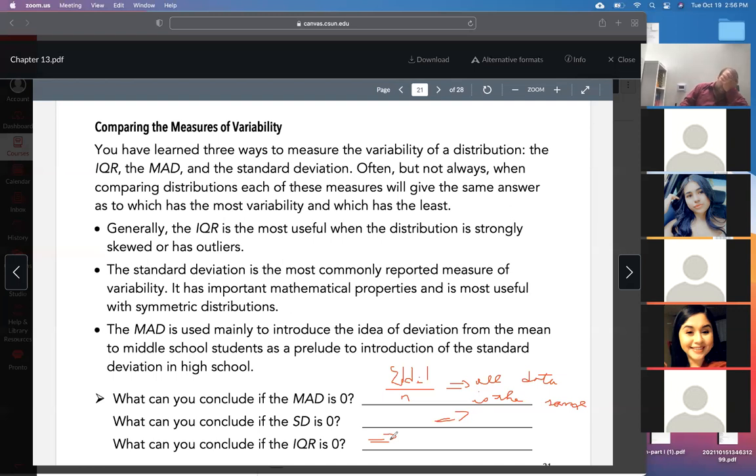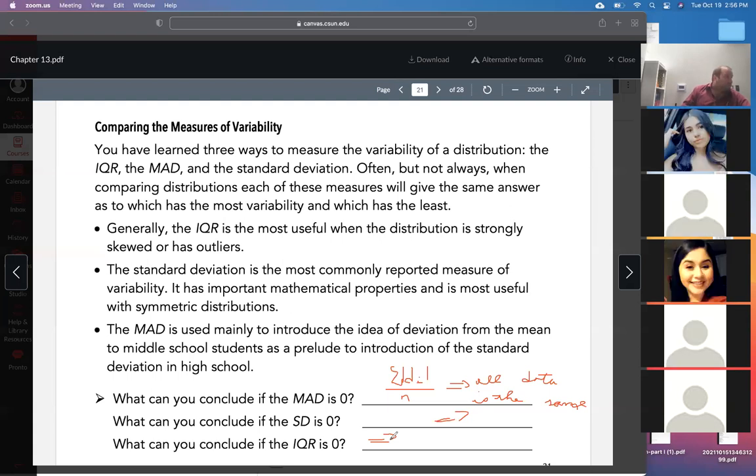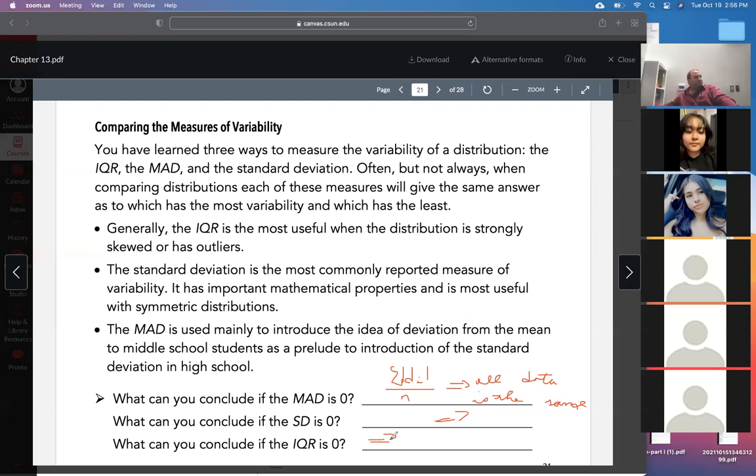What is Q1? What is Q1 of a data set? The smallest number? No, min is the smallest number. Q1 is not the smallest number. What's another name for Q1? The 25th percentile. And what does the 25th percentile mean?